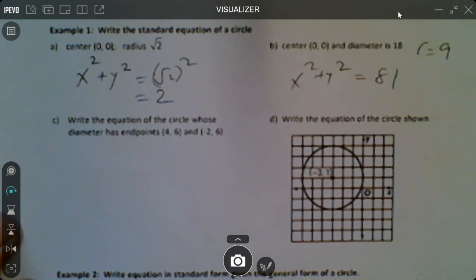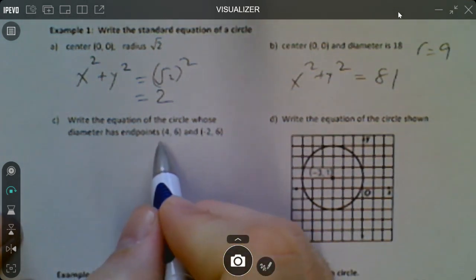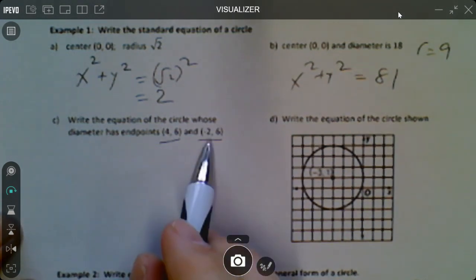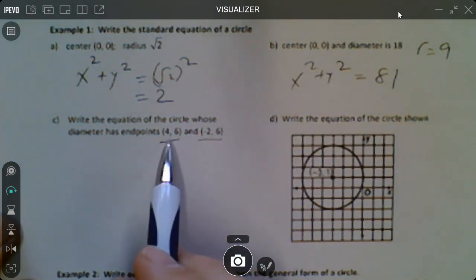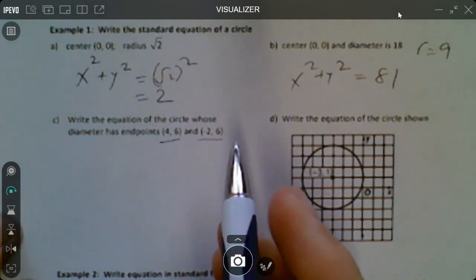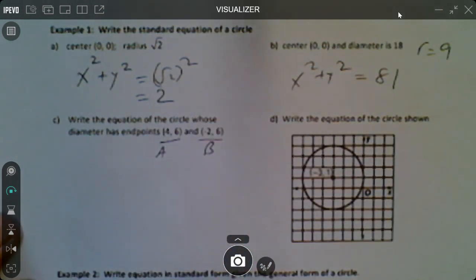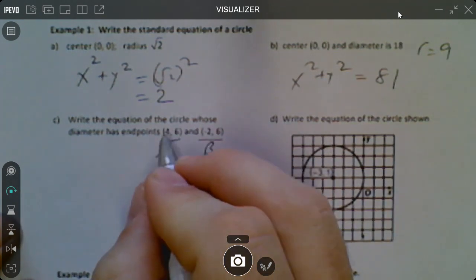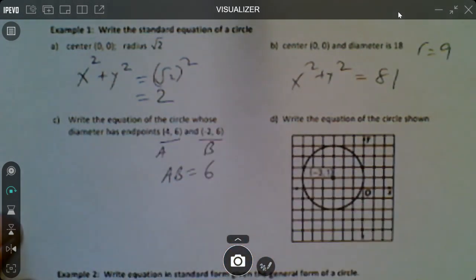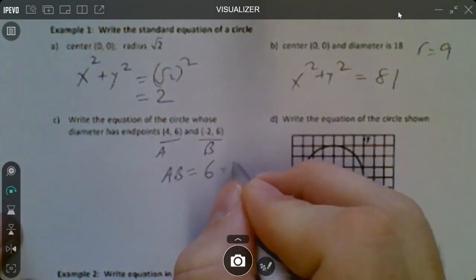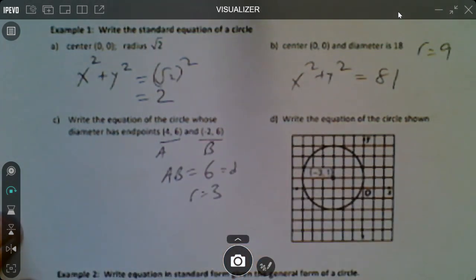All right, this one looks like they're giving me the endpoints of the diameter. So I'm going from 4, 6 to -2, 6. So really, it's just a horizontal segment if you think about it. And the distance between these two endpoints, let's call this A and B just to be clear. The distance from A to B is simply the distance from 4 to -2, which is 6. So that's the diameter. That means the radius is 3.